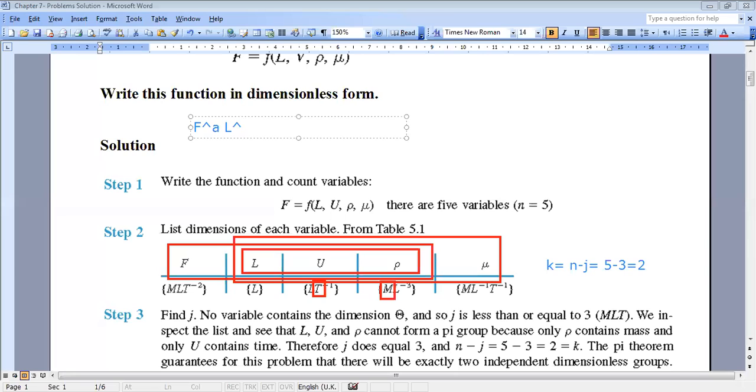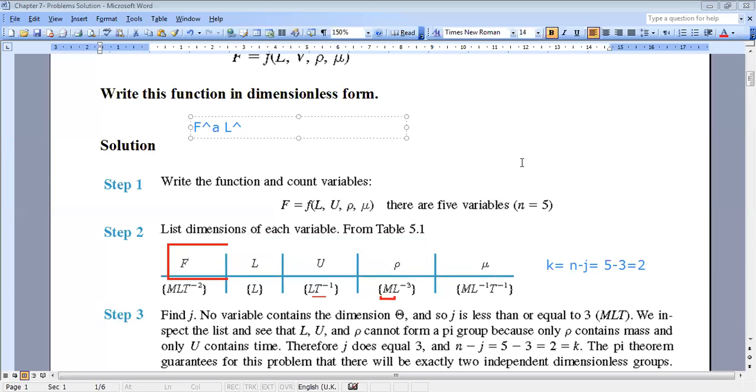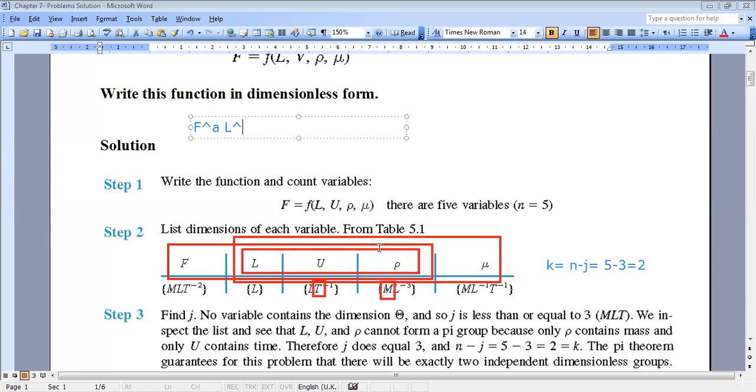Okay. Now we will combine them, once with F and once with mu, to have a group. When you add F to the variables you will be able to form a group, and when you add mu you will be able to form another group. In total your groups will be equal to 2. One by combining L, U and rho with F, and second by combining L, U and rho with mu. The first group comes when you combine F with L, U and rho.